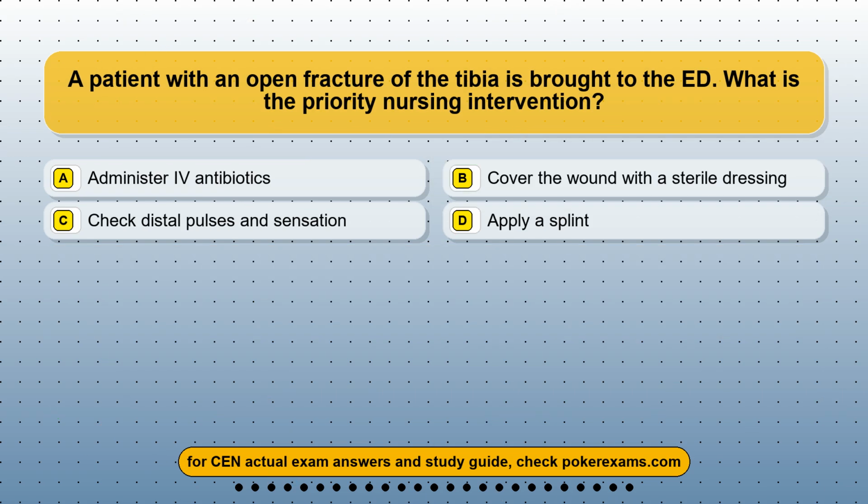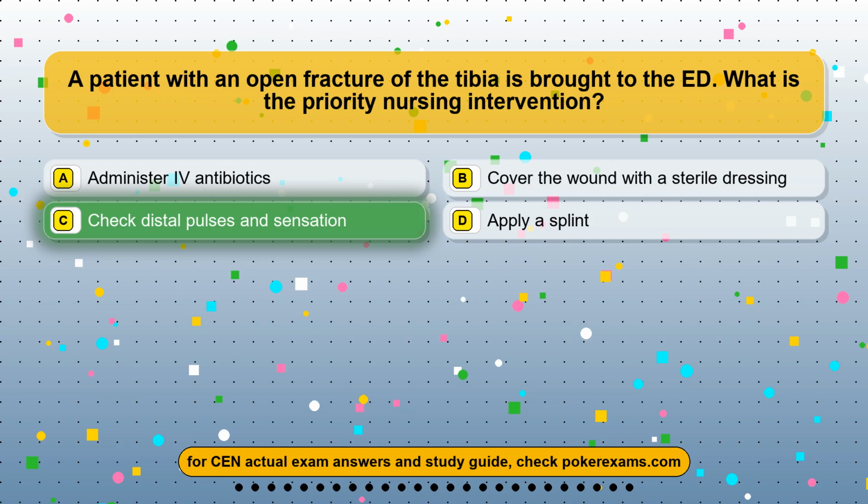Question 15. A patient with an open fracture of the tibia is brought to the ED. What is the priority nursing intervention? Option A, administer IV antibiotics. Option B, cover the wound with a sterile dressing. Option C, check distal pulses and sensation. Option D, apply a splint.